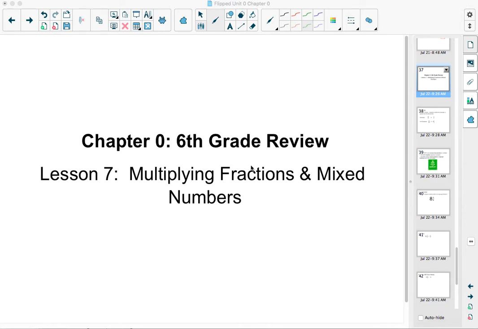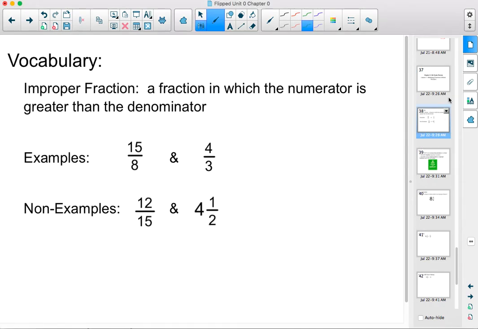This is our 7th lesson in Chapter 0. This is all about multiplying fractions and mixed numbers. So our only vocab word for this lesson is the word improper fraction. We talked about these a little bit in the last lesson.